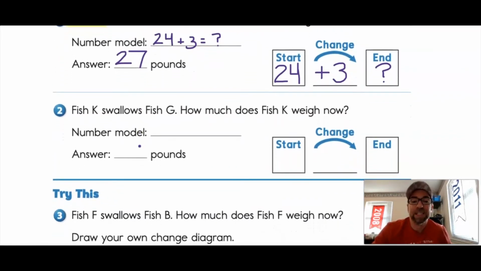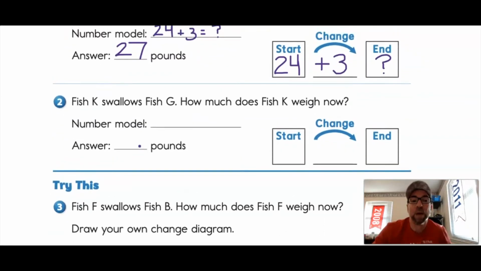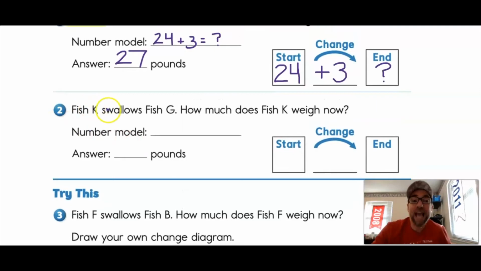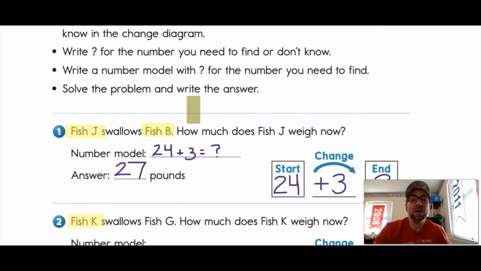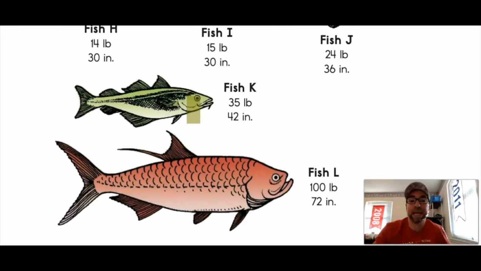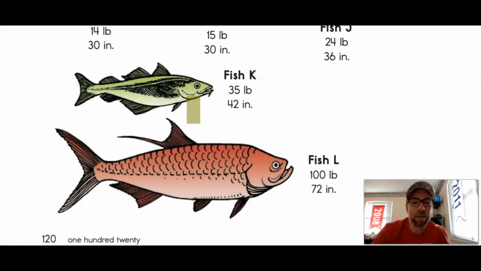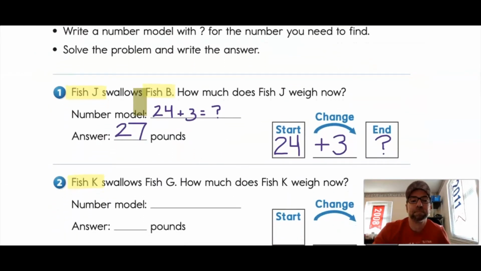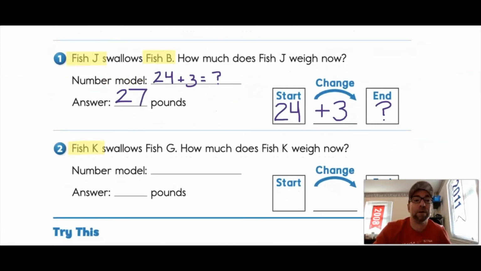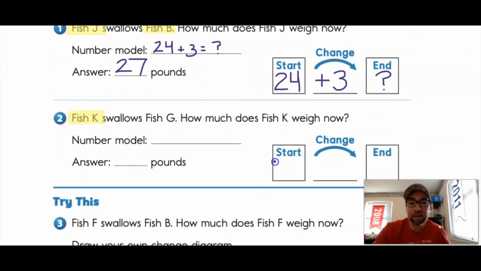Let's look at number 2. Number 2 is done the same exact way. Fish K swallows fish G. How much does fish K weigh now? Well, let's find out. The start involves fish K. Let's go and look and see how much fish K weighs. There he is. I see him on my page. Fish K weighs 35 pounds. So we're going to write that 35 in our start box.